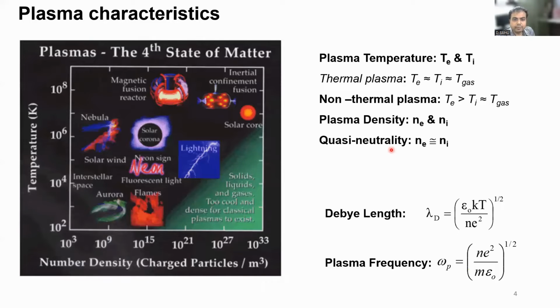So what are the characteristics of the plasma? It is characterized by, one, temperature. As I said, there are different species: electrons, ions, and neutrals. Electrons are very mobile, they are very light. So that's why they are very mobile there.